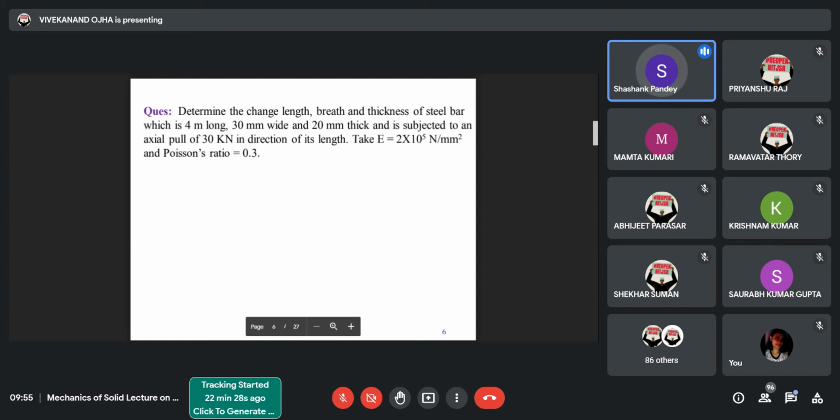You try it on your own. That depends obviously on you. If you are trying on your own, then you will obviously learn many things. But if you are simply looking at the solution, then this will not be beneficial for you. So you try it on your own and determine the change in length, breadth, and thickness of the steel bar.